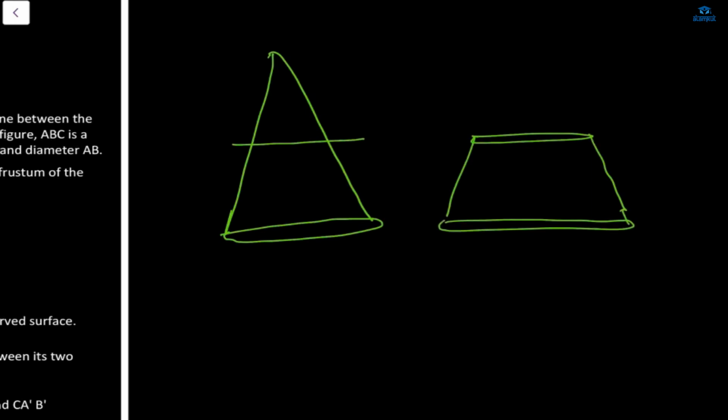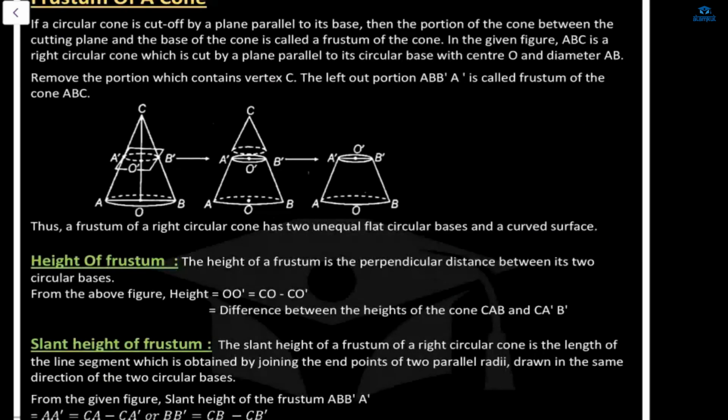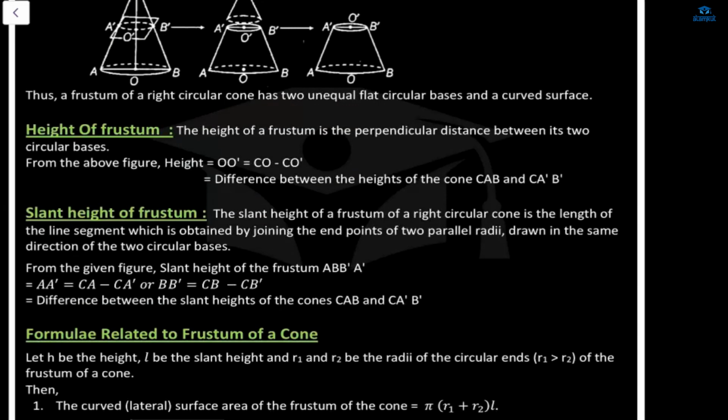Okay, this shape is called the frustum, where this is the height, this is radius 2, this is radius 1, and this is the slant height. Okay, understood? So this shape is called your frustum. Okay, now height of the frustum. What will be the height of the frustum?